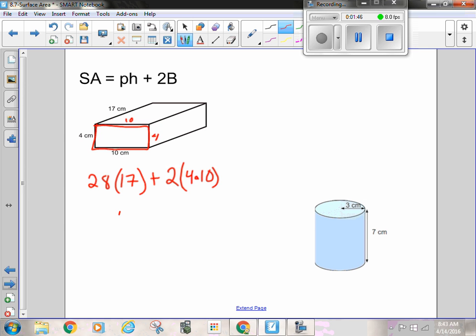We get 556. If they gave us a label, and they do in this case, it's going to be centimeters squared. Surface area, it's area, so we square it.